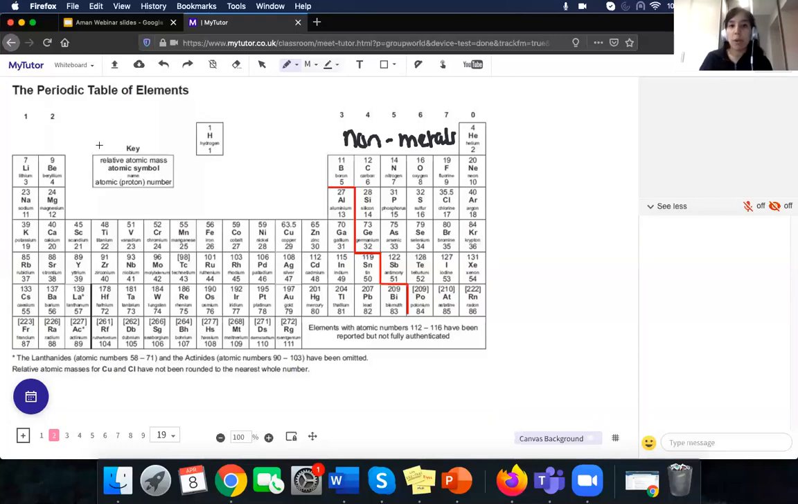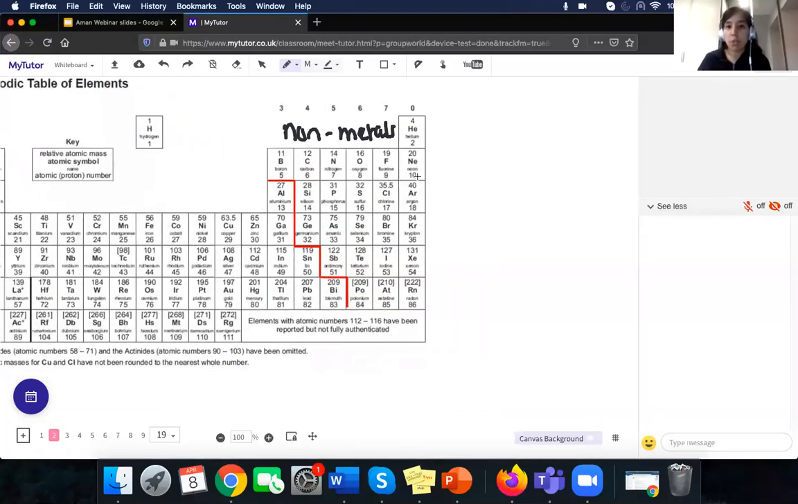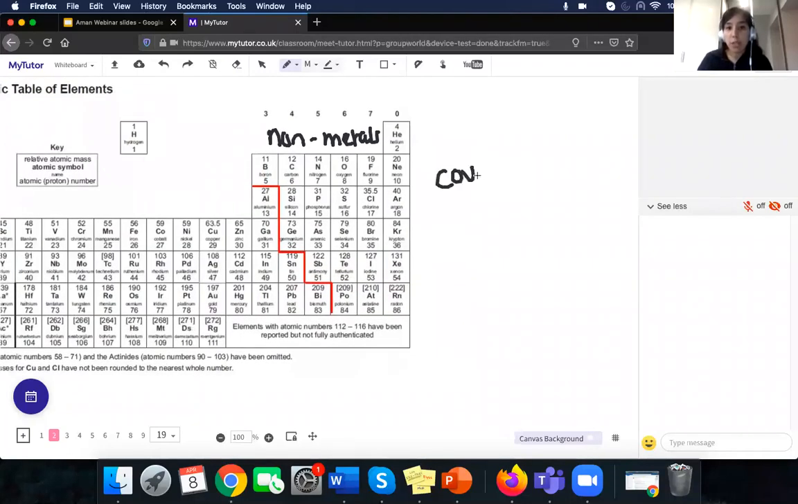Now if we think about when we have covalently bonded structures, what do they form? They can form two things. They can either form a simple molecule or they can form a giant covalent structure.